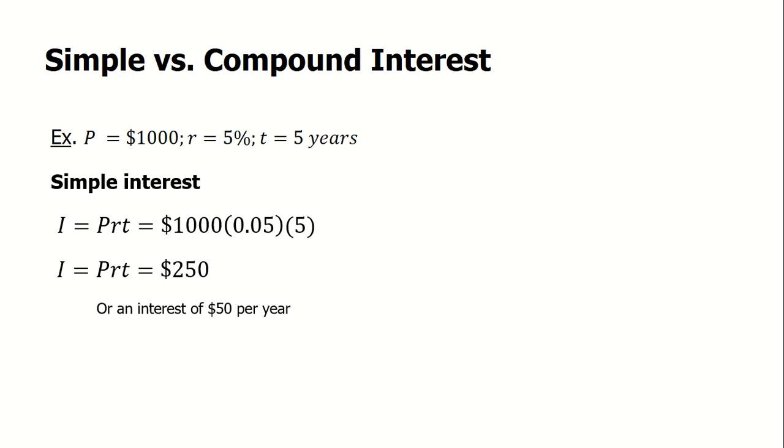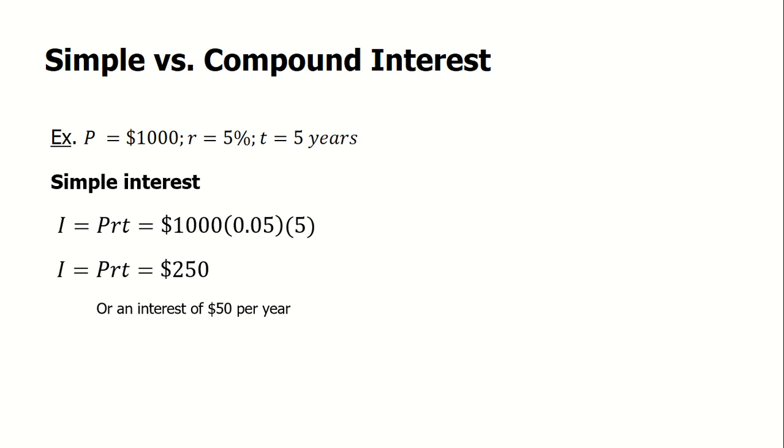Multiplying all three will give us the total interest after 5 years, which would be $250. So the total interest incurred after 5 years of borrowing that money would be $250. In other words, if you would like to pay the interest every year to reduce your loan, you would have to pay $50 per year. 50 times 5, 5 being the 5-year interest period, would be 250 in total.